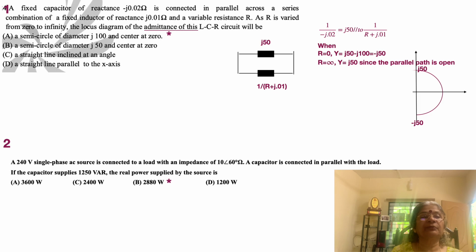So answer A is correct. The locus is a semicircle of diameter J100 with its center at 0. So it's obvious. I hope the understanding is that we can think in terms of admittances, and when we think in terms of admittances, we should not forget that there is an impedance also involved.